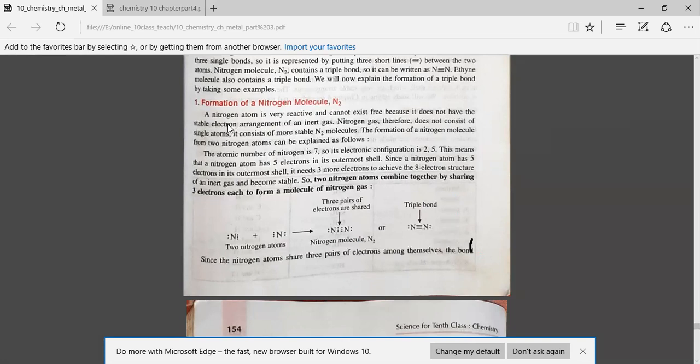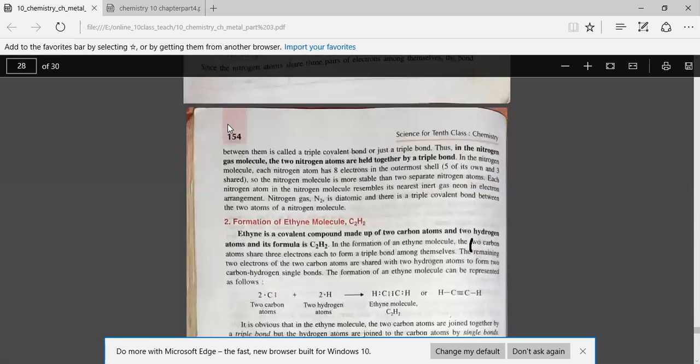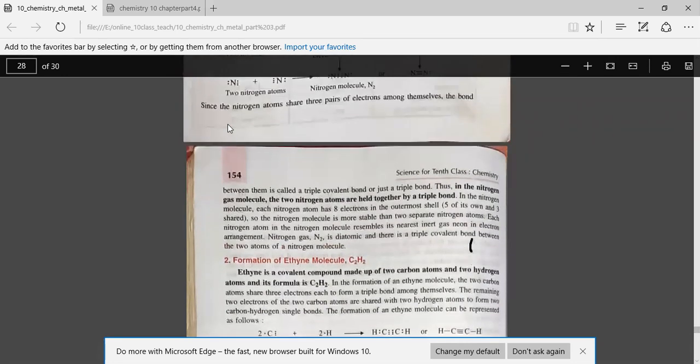Okay, next example is the formation of ethyne molecule, C2H2. So ethyne is a covalent compound made up of 2 carbon atoms and 2 hydrogen atoms. Okay, so we have 2 carbon atoms and 2 hydrogen.